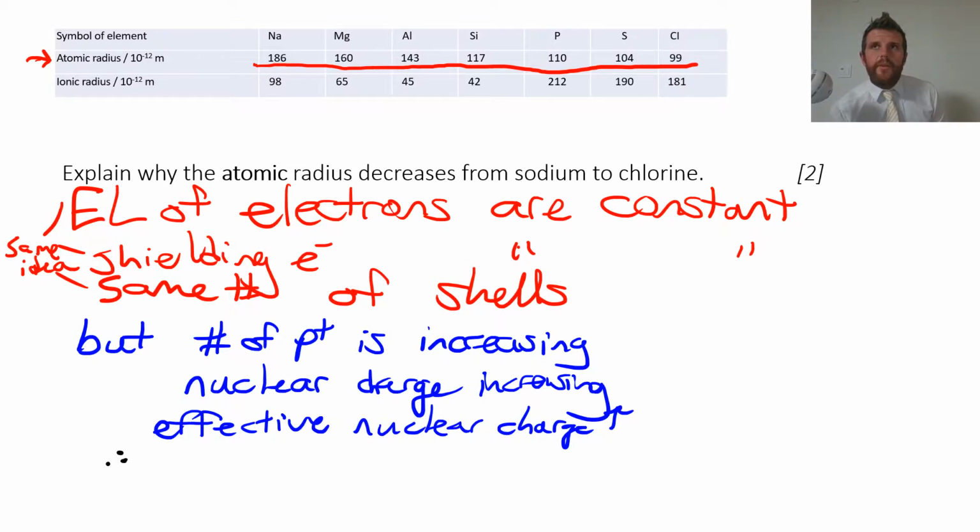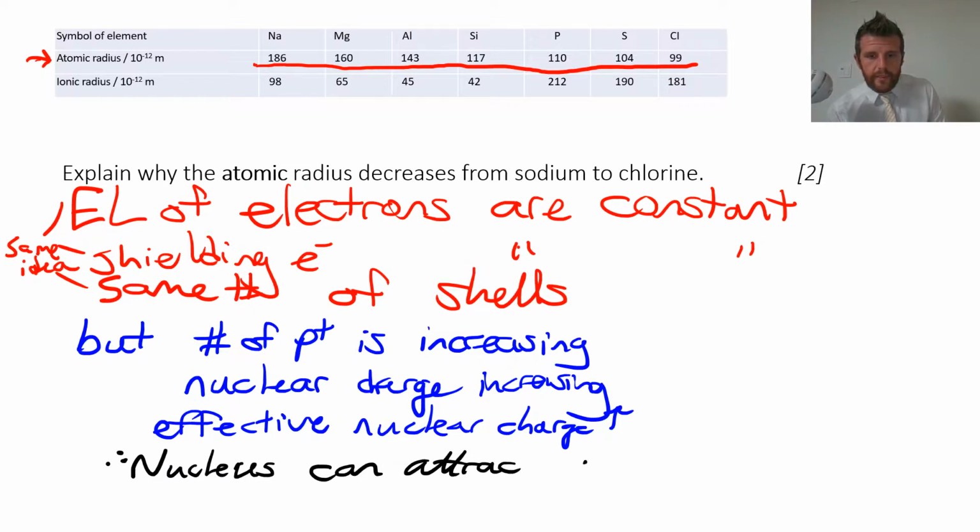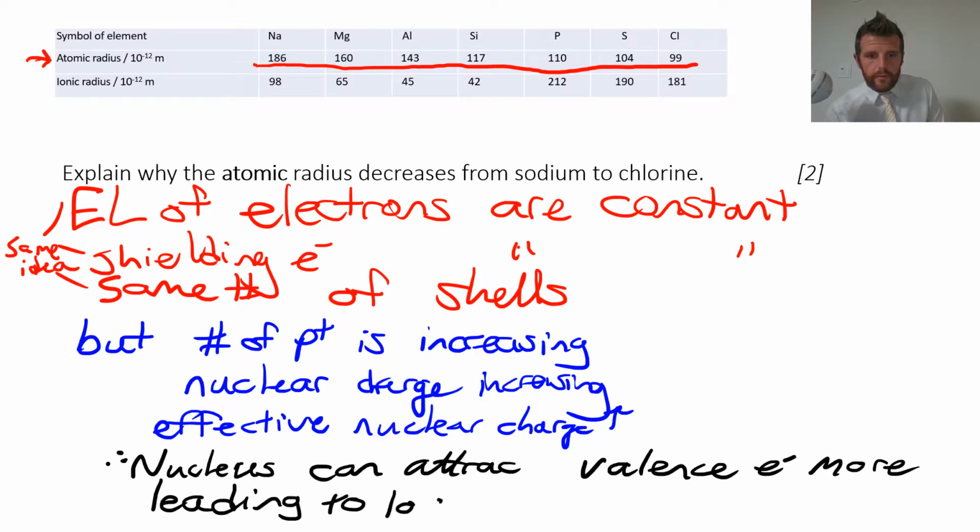let's say, what's the best way to say this? Nucleus can attract valence electrons. Oh, I almost made that a positive sign. That would have been a disaster. Can attract valence electrons more, leading to lower radius. I would say more effectively or with more force.